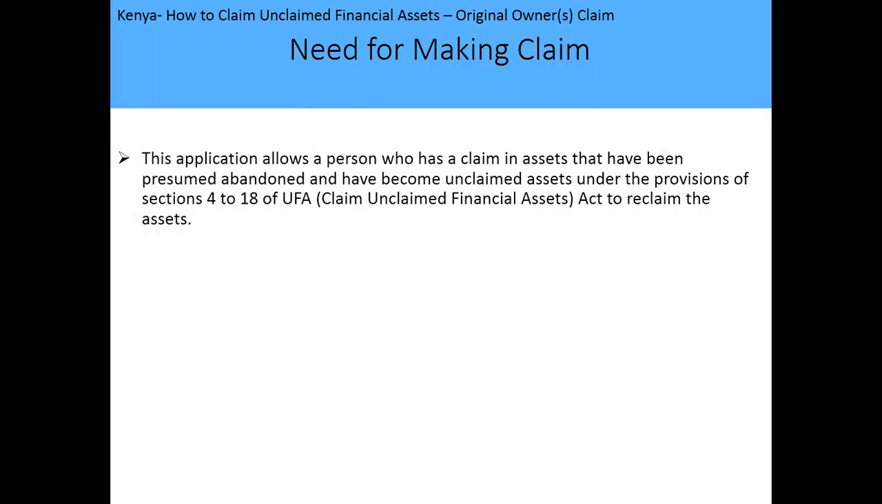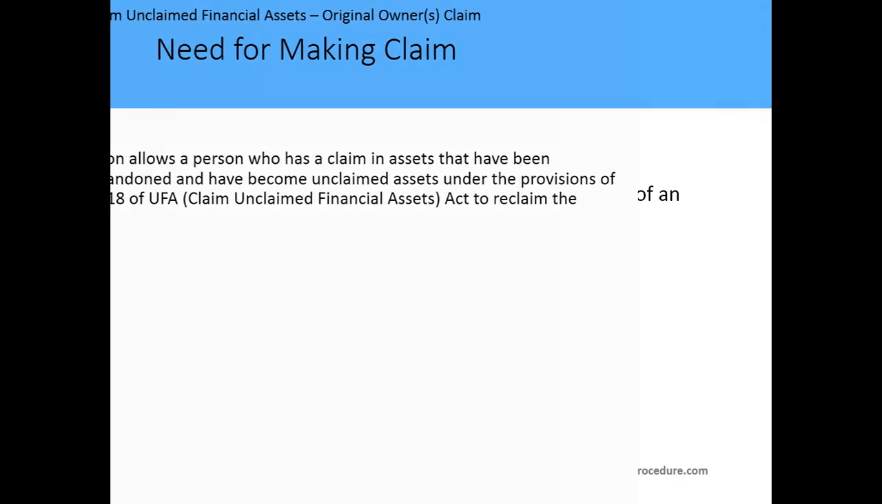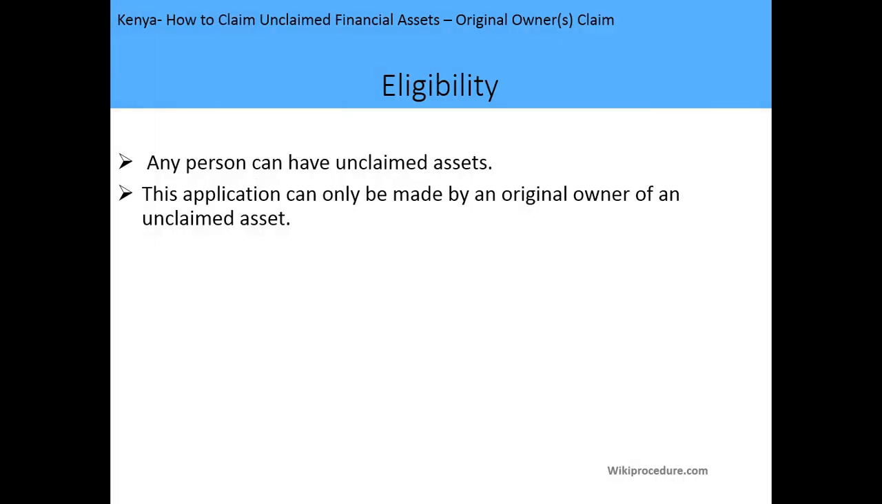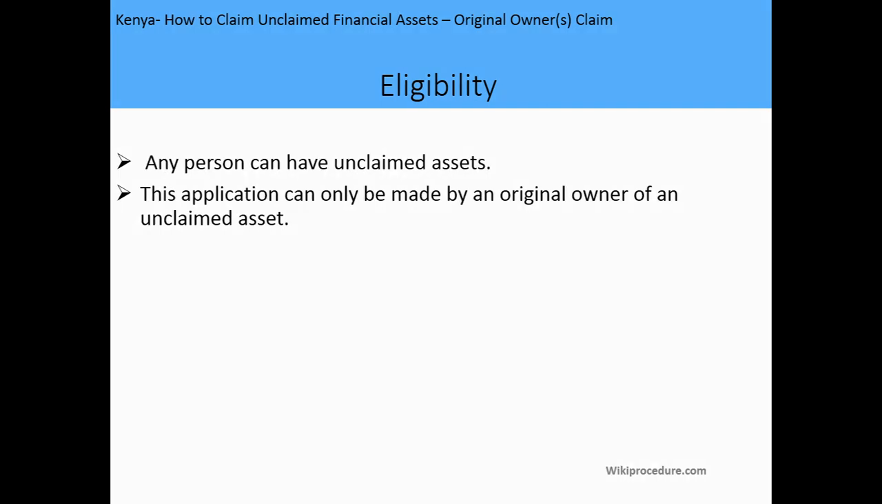The need for making a claim. This application allows a person who has a claim in assets that have been presumed abandoned and have become unclaimed under the provision of Section 4 of the Unclaimed Financial Assets Act to claim the asset. The eligibility criteria is that any person can have unclaimed assets, and this application can only be made by the original owner of the unclaimed asset.